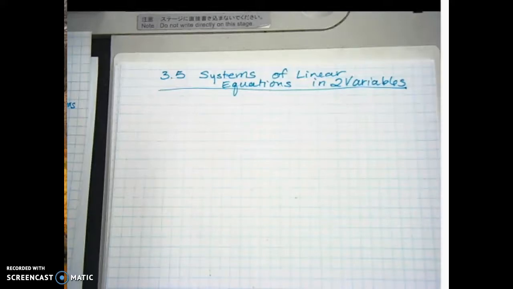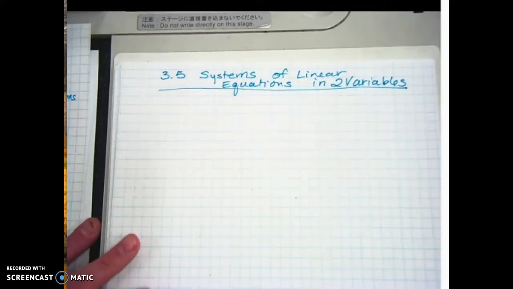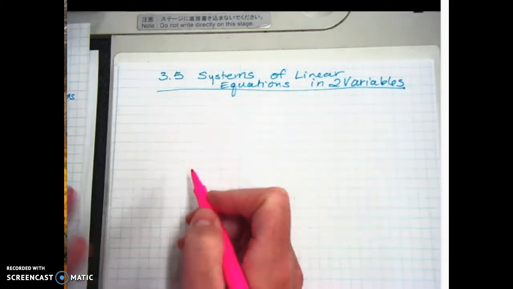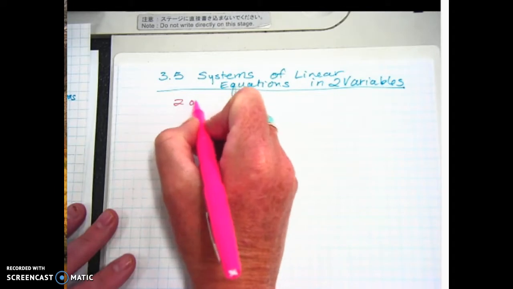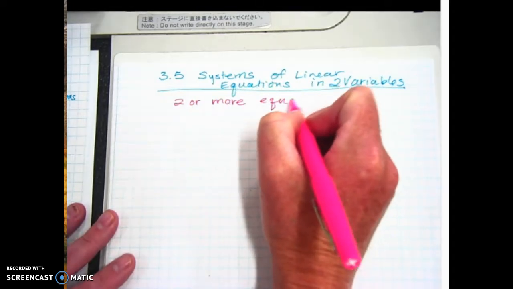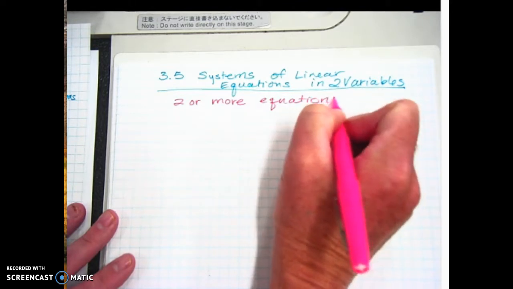All right, so section 3.5 is systems of linear equations in two variables. Hopefully you remember the basic ideas behind this from Algebra 1. It's basically where you're going to be given two or more equations and you need to solve them.